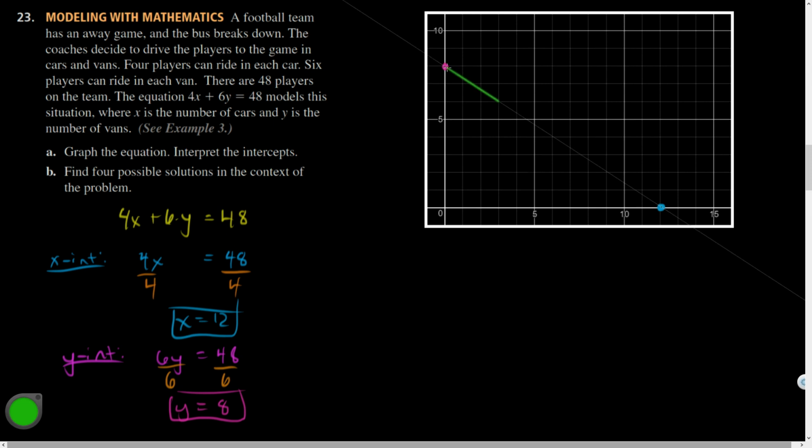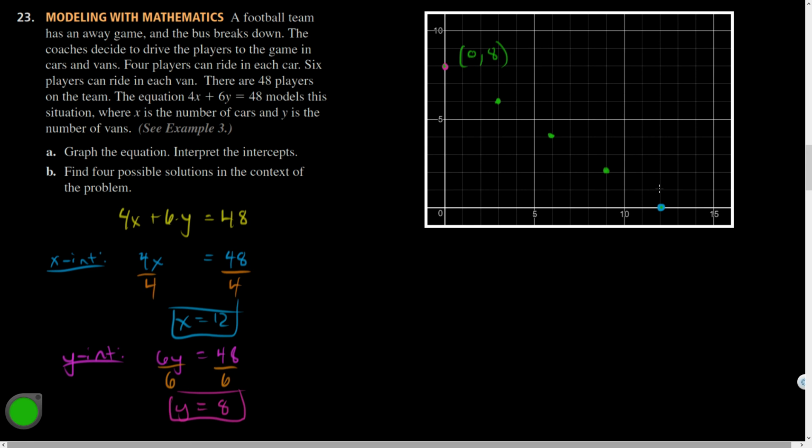Now, technically, I just drew a line segment between those points, but I also don't have all of the points that I showed there because I can't drive 1/3 of a car or 7/10 of a van. That's really hard to do. So I think that my solutions are only going to be wherever it crosses the grid. Looks like there, and there. All right, as well as these.